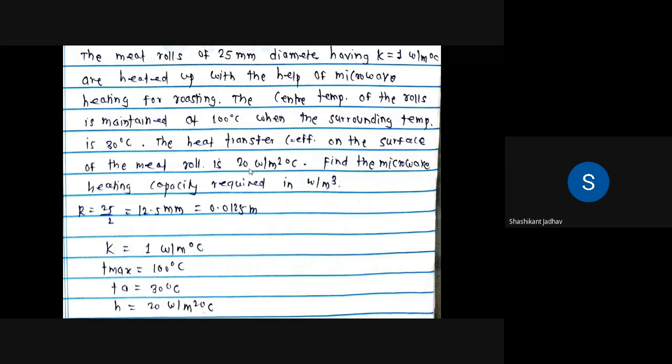Okay, so find the microwave heating capacity required in watt per meter cube, which means we have to calculate the value of small qg. Radius is given, thermal conductivity K is given, T max is given, T infinity is given, H is given, and we have to calculate the value of small qg. Can anyone tell, from what is given, which formula we have to use?